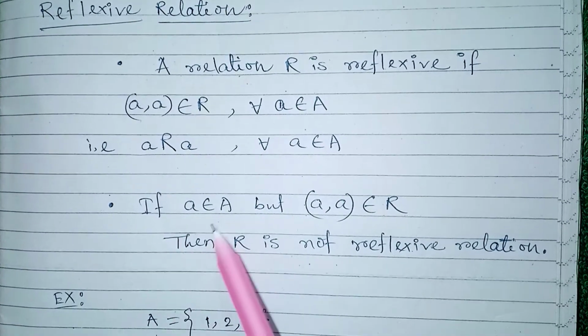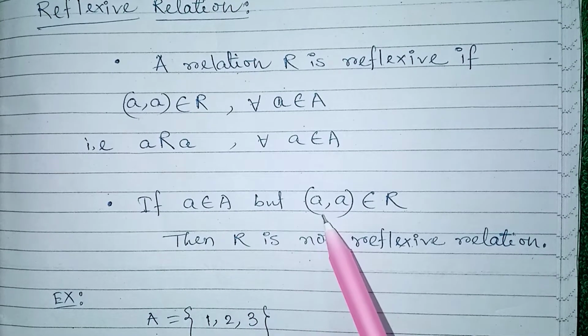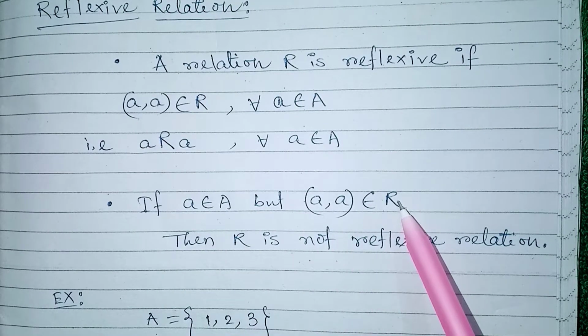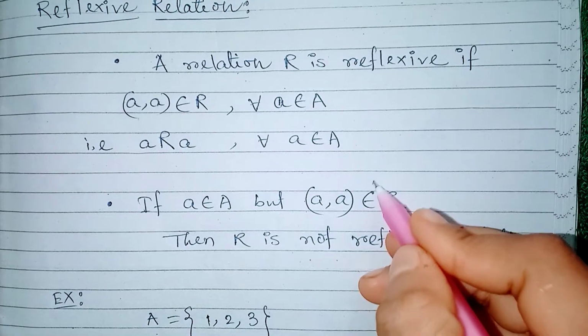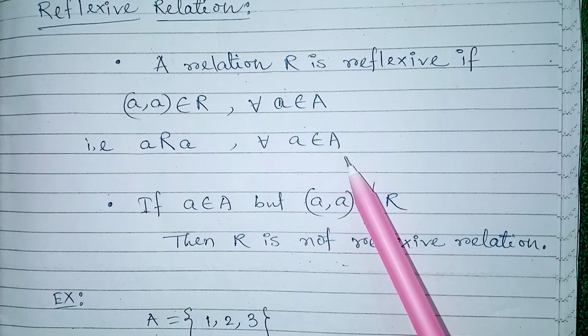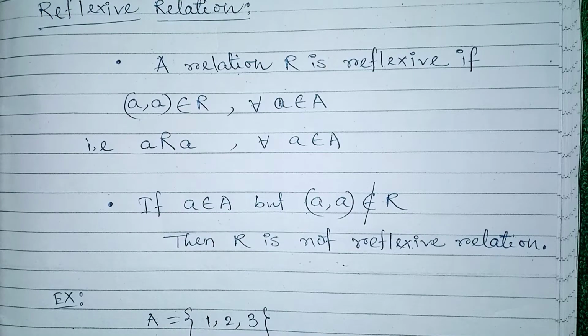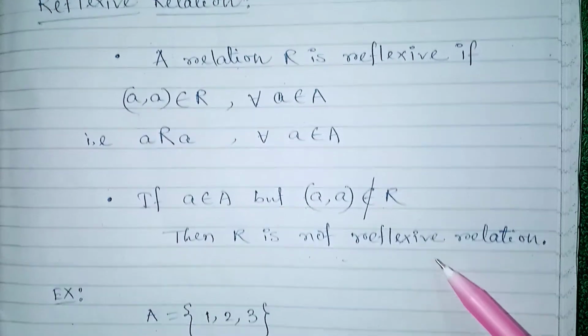So if a belongs to A, small a belongs to capital A, but (a, a) does not belong to R, then R is not a reflexive relation. Okay, so for all a belongs to A, you have to find out (a, a) belongs to R. Then we will say that R is reflexive.